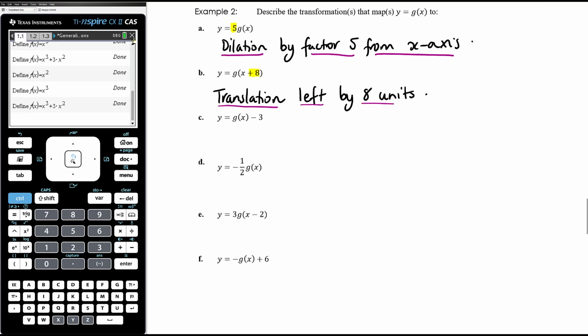Okay. If y equals g of x take away 3, okay, so this minus 3 here, outside of the function is a translation down by 3.